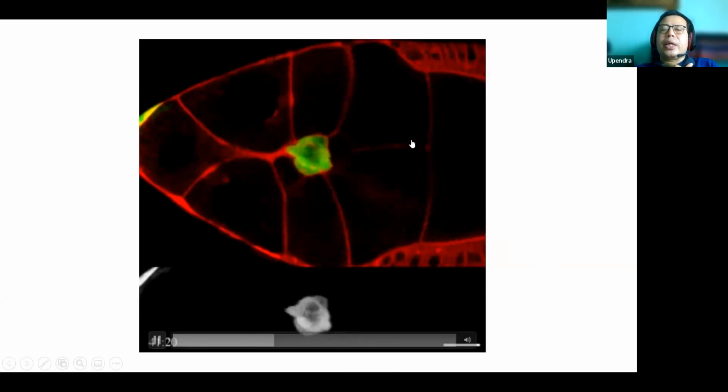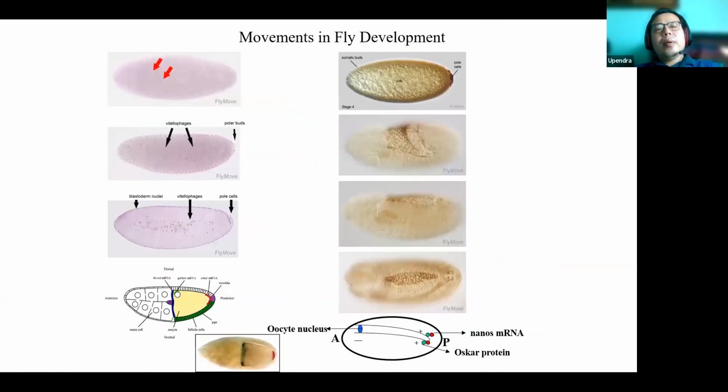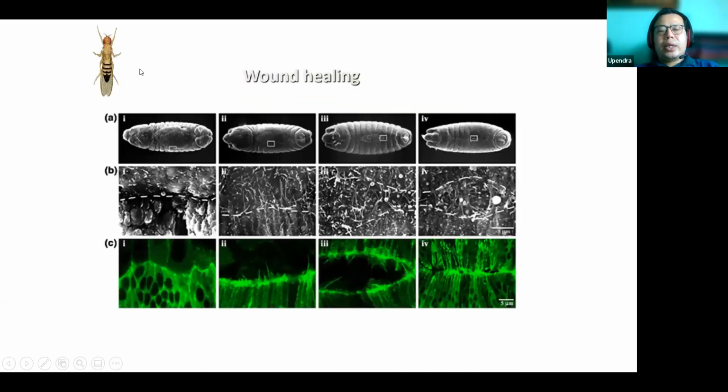If it doesn't reach here, development will not happen, right? And all this migration happens because of myosin, and which myosin is involved, myosin 6 and myosin 5, all these are involved, and let's not get into that. Movement of the cells is also required for the development of the whole organism, and this can be stopped at any place. And once the cells move, they have to be enclosed, and this is what we call the dorsal closure.